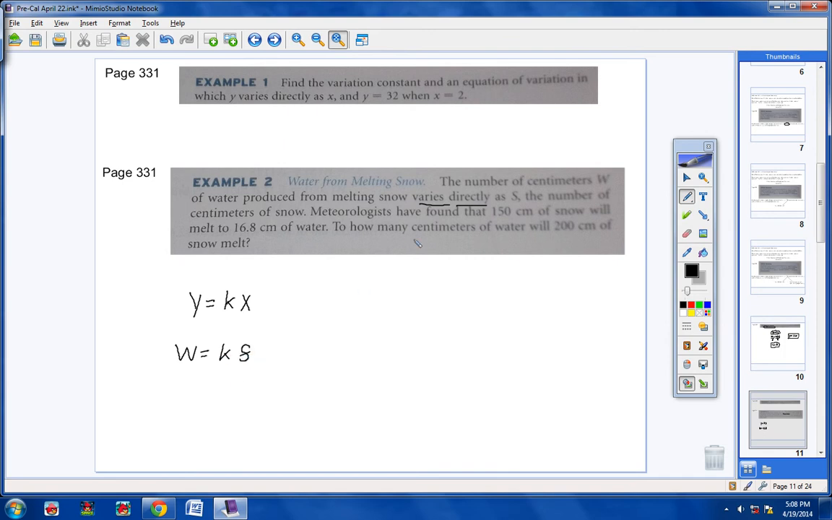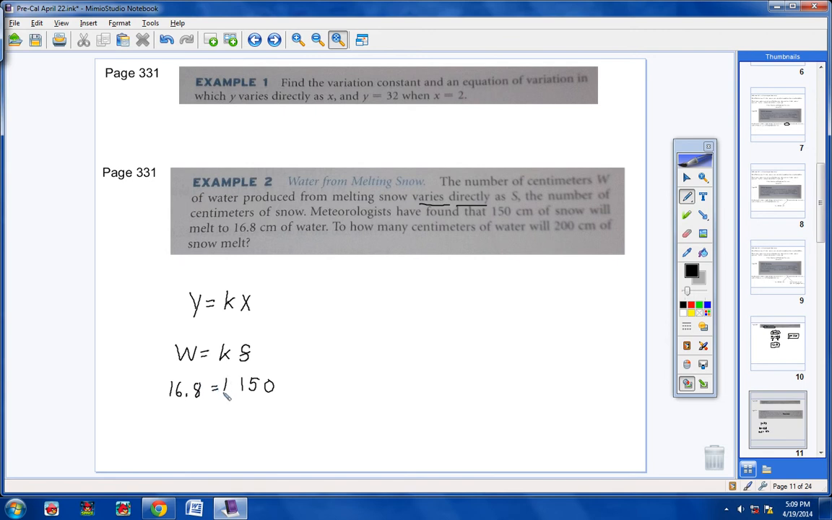So there we go. Now, let's make sure we know what W is. W is the centimeters of water produced from melting snow. And S is the actual number of centimeters of snow. So please don't forget that. W is the melted amount of water. S is the exact amount of snow. Now look at this sentence. Meteorologists have found that 150 centimeters of snow, that's your S, because remember S is how much snow you have, will melt to this much water, and that's what W is. W is how many centimeters of water you have left over.